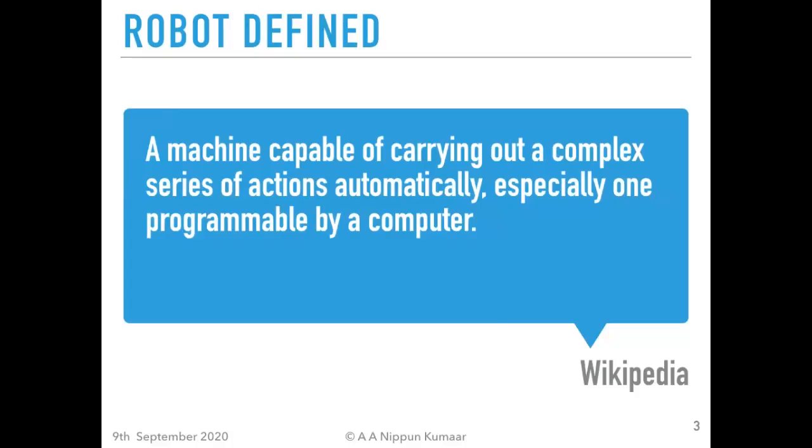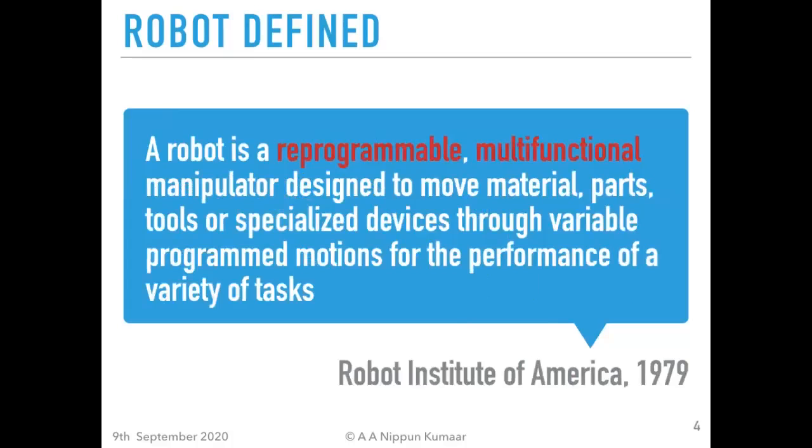Then there is another definition by the Robotic Institute of America. In 1979, they defined a robot as a reprogrammable multifunctional manipulator designed to move material and parts. So that was the definition then, in 1979. Basically, it's an automatic device, in some cases semi-automatic, which is used to perform some mundane tasks. That's basically what it is.